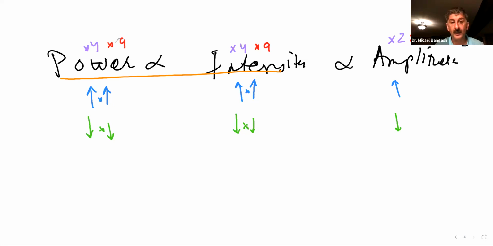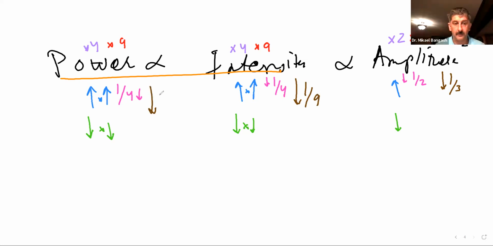Whereas if amplitude is reduced to half, intensity will be reduced to 1/4, and so will the power reduce to 1/4. You, on the other hand, can say if amplitude is reduced to 1/3, then intensity will reduce to 1/9, and so will power reduce to 1/9.